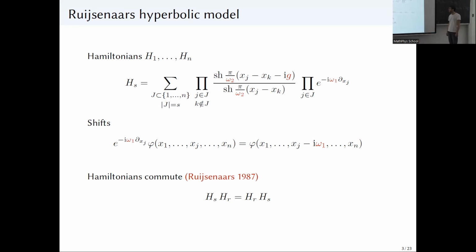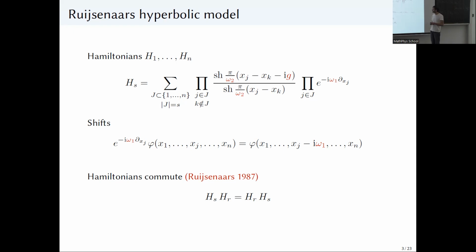And the second part of the operator, oppositely, depends only on the coordinates, and these are these ratios of hyperbolic signs. So this part encodes the interaction between the particles. You may notice that the interaction depends only on the differences between the particles, so only on the distance between them.